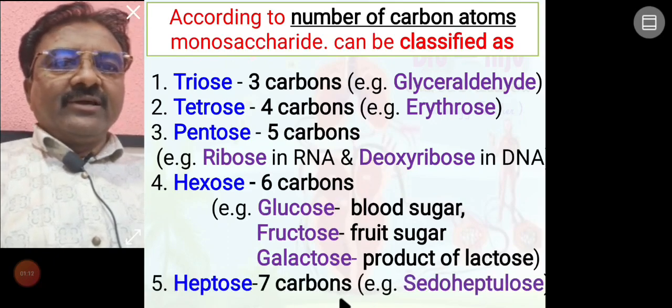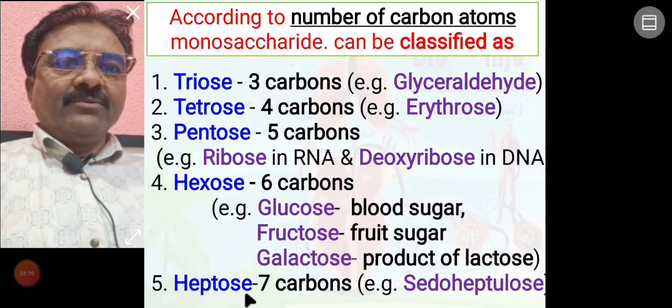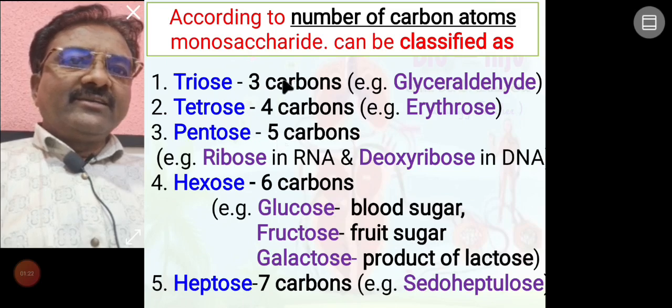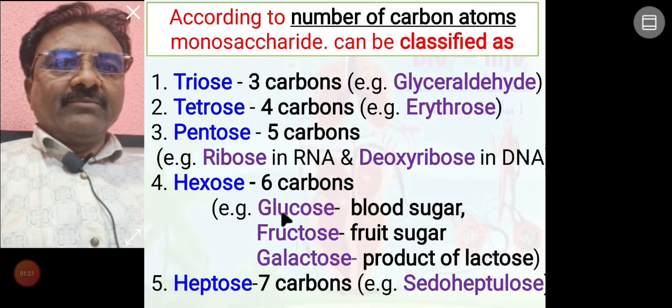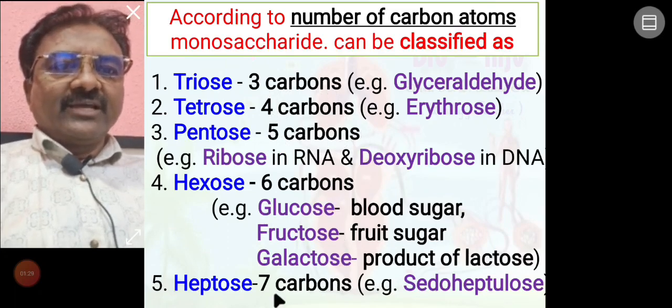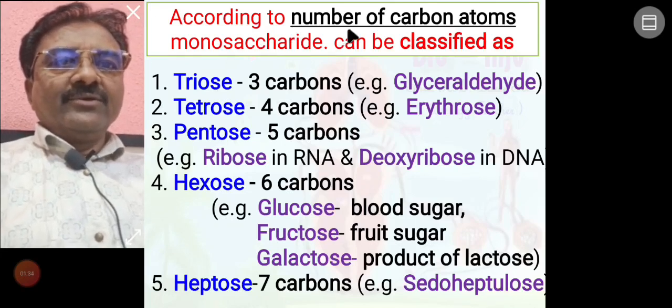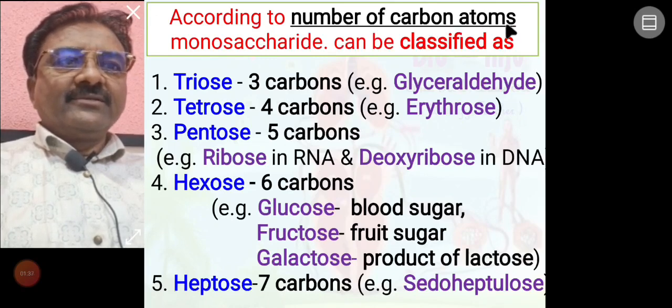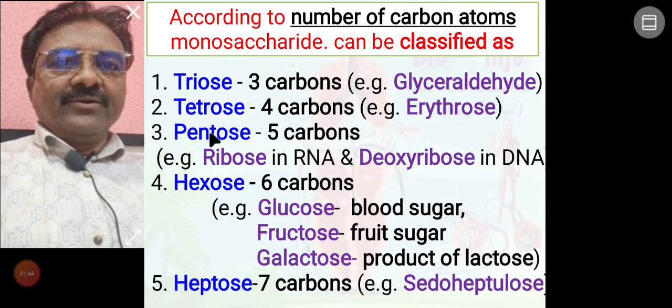Heptose, a 7 carbon compound. Sedoheptulose is an example of a 7 carbon compound. Here we listed 3 carbon, 4 carbon, 5 carbon, 6 carbon and 7 carbon compounds. So according to the number of carbon atoms, monosaccharides are classified as triose, tetrose, pentose, hexose and heptose.